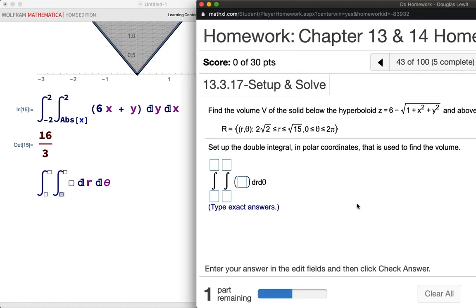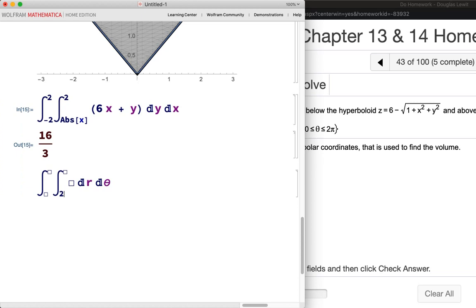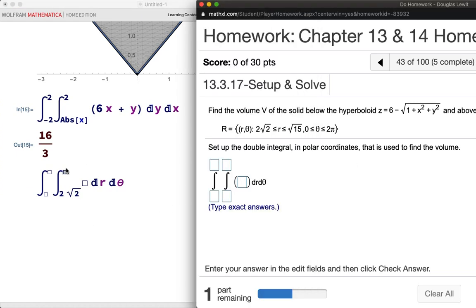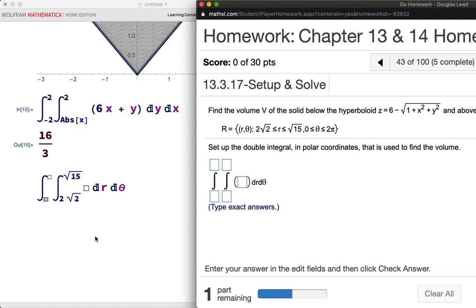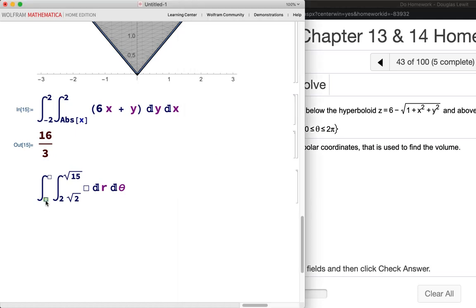My r limits are 2 square root of 2 for the lower limit, and the upper limit is the square root of 15. And my theta limits are 0 to 2 pi, which is very typical. Those are oftentimes the limits for theta, because that's a complete circular revolution, 2 times pi.